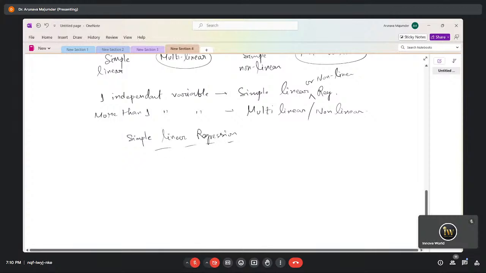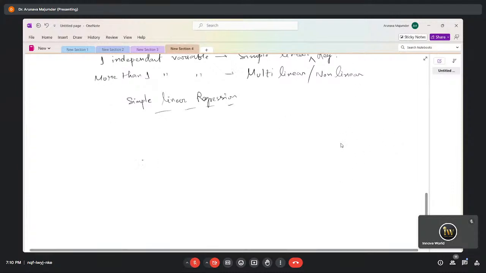So simple linear regression. Let us first consider only one independent variable and one dependent variable. I'm just giving you an example, considering x and y. Y is the target variable or dependent variable, and x is independent.